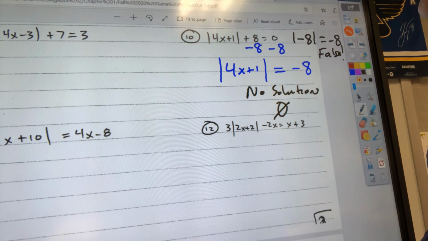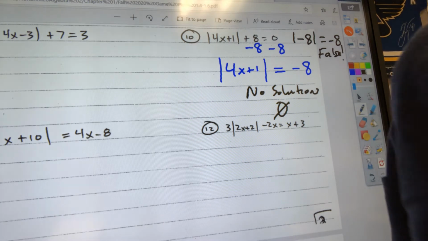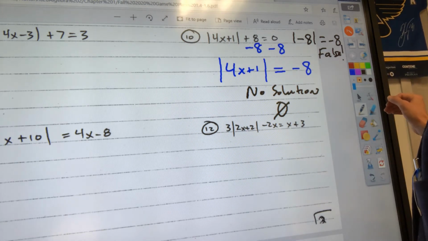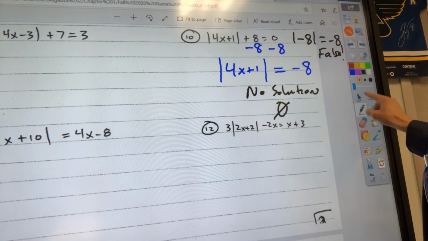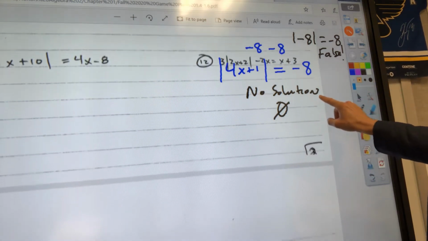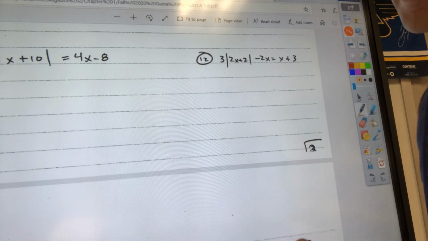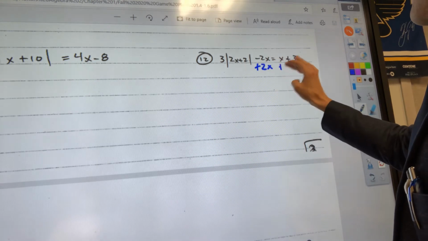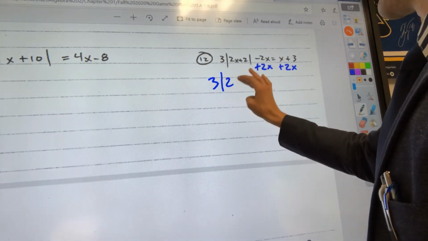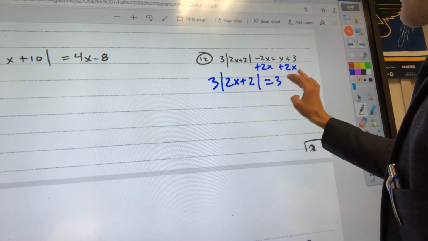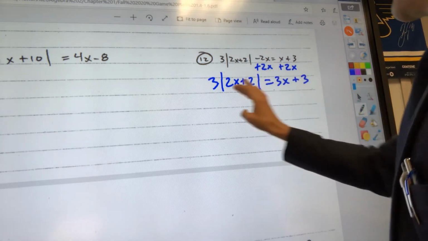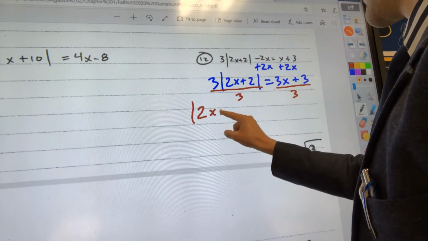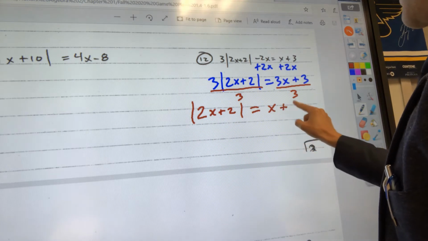Okay, so we did 11 in class. We learned about extraneous solutions as a possibility. Now we're going to talk about that in 12. 12's on the hard side, not going to lie. I'm going to make sure I have a lot of room for 12. So on 12, I'm going to add 2x to both sides. 3 times the absolute value of 2x plus 1 is equal to 3x plus 3. Divide both sides by 3. The absolute value of 2x plus 2 is equal to x plus 1.